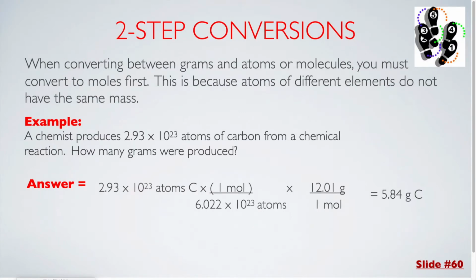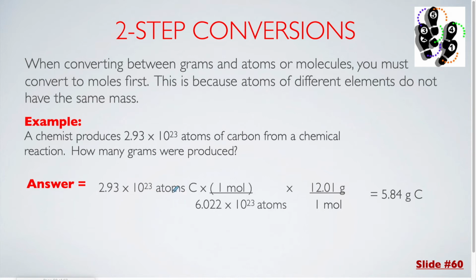Next up, we have two-step conversions. These occur when we are converting between grams and atoms or molecules. That is because we have to convert to moles first. Atoms of different elements are not going to have the same mass. In our example here, a chemist produces 2.93 times 10 to the 23rd atoms of carbon from a chemical reaction, and we are trying to determine how many grams that would be.